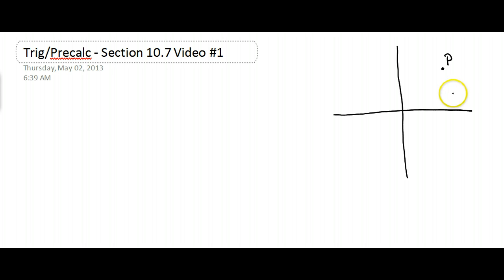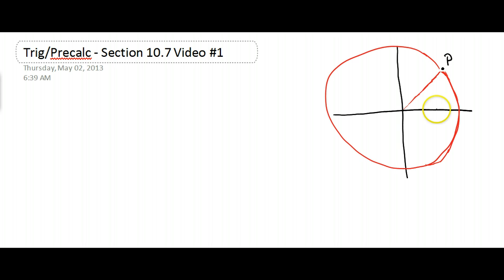With polar coordinates, it's a little bit different. We're going to try and place P on some circle. So I'm going to make this a radius, and then I'm going to make a circle that this point's going to be on. So we've got some circle. We'll just pretend that that's a circle. And P now is on that circle.